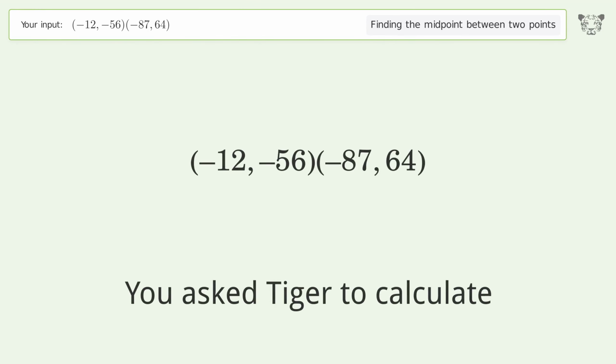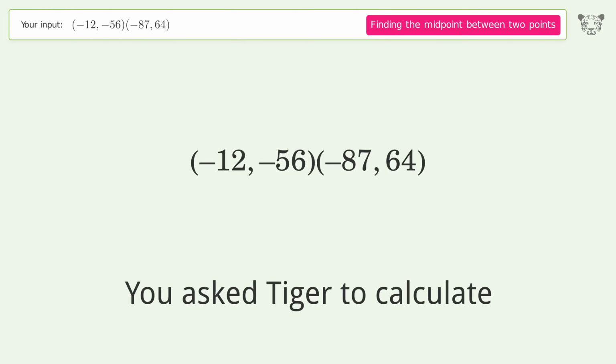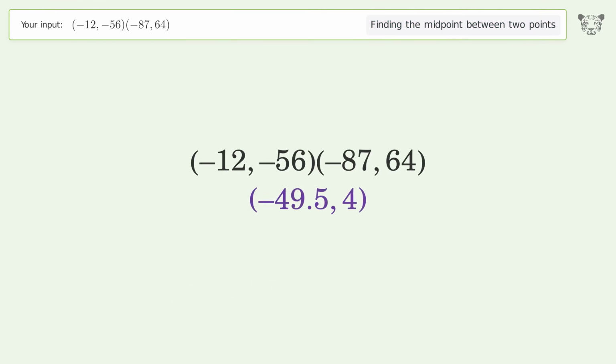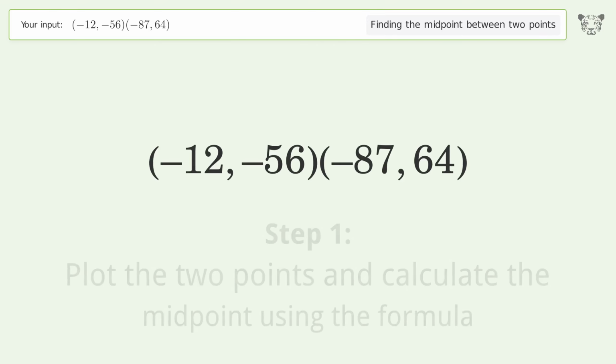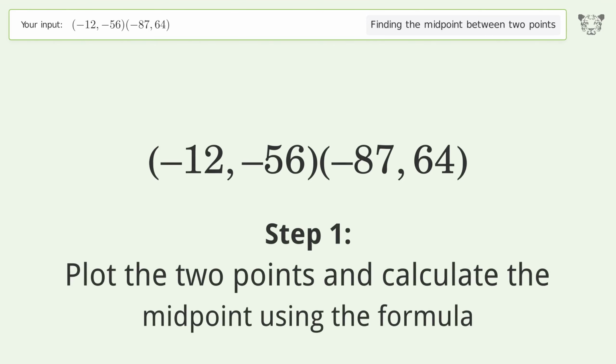You ask Tiger to calculate. This deals with finding the midpoint between 2 points. The midpoint between the 2 points is -49.54. Let's solve it step by step. Plot the 2 points and calculate the midpoint using the formula.